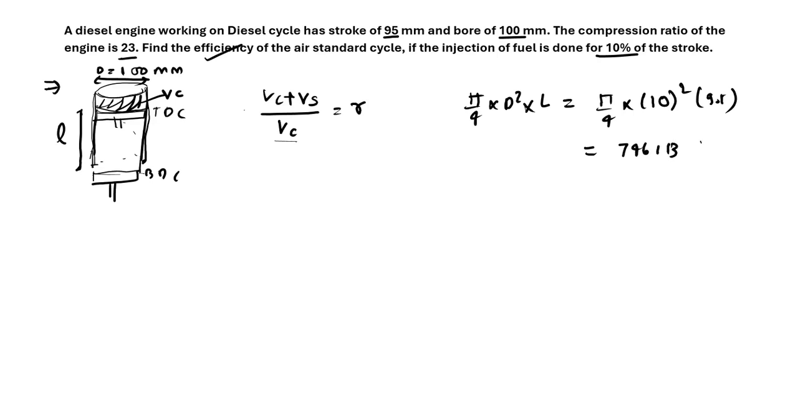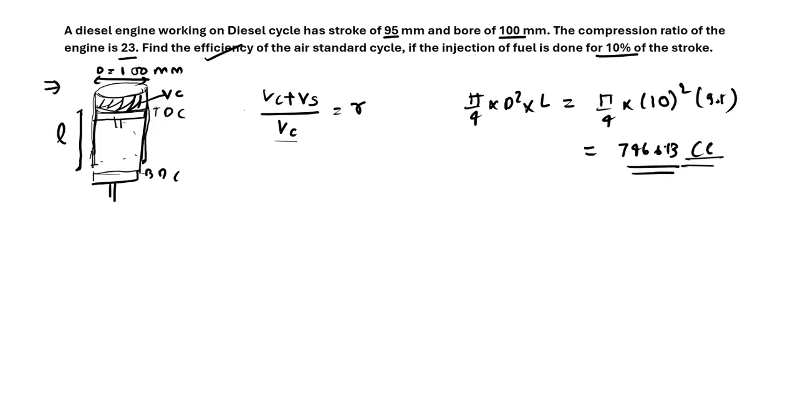746.13 centimeter cube, cc. So cc is the common unit you describe the volume of the cylinder in. You must have heard engines described as 350 cc and 450 cc like that. So 746.13 cc is the swept volume of our engine.